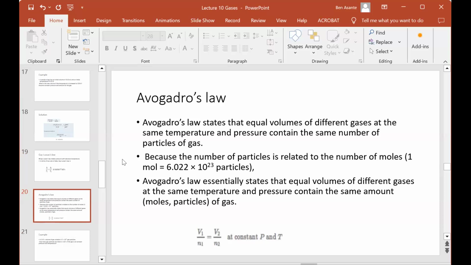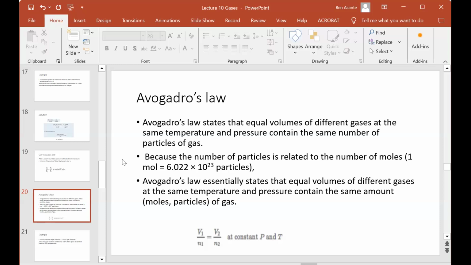For Gay-Lussac's law, the number of moles and the volume are kept constant. For Charles' law, the pressure and the number of moles are kept constant. For Boyle's law, the temperature and number of moles are constant. So you see, mostly the number of moles is kept constant. But for Avogadro's law, both the temperature and pressure are kept constant. When I say constant, I mean they don't change. In one situation and the other situation, the temperature and the pressure are the same.